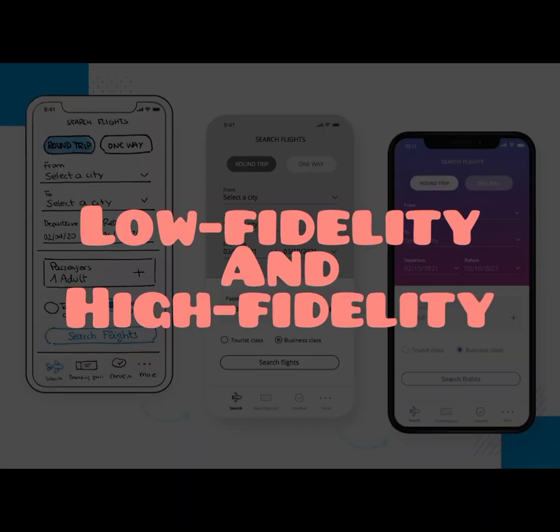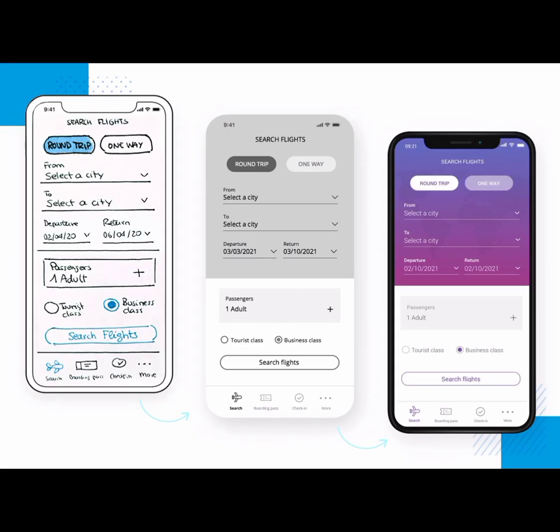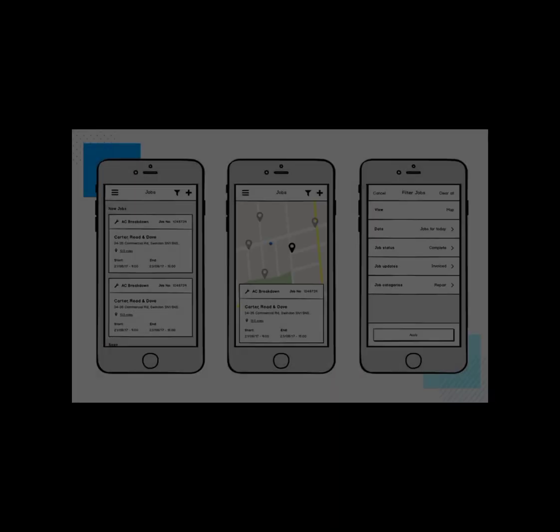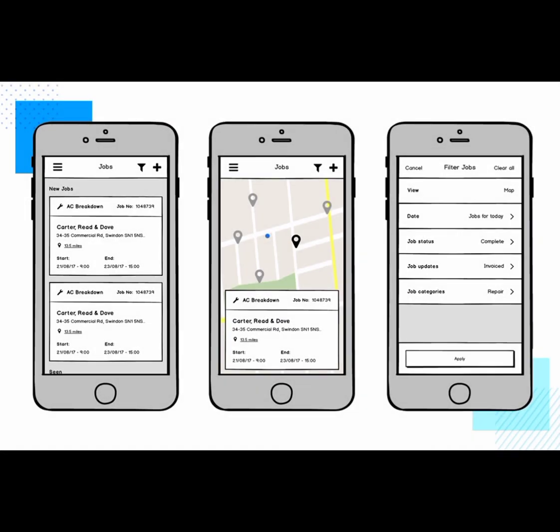Okay, so now let's see what is low fidelity design and high fidelity design. The low fidelity designs are either hand-drawn or basic digital wireframes without color or content. These low-tech designs allow user experience teams to visualize each screen's layout, test navigation, and experience user flows.